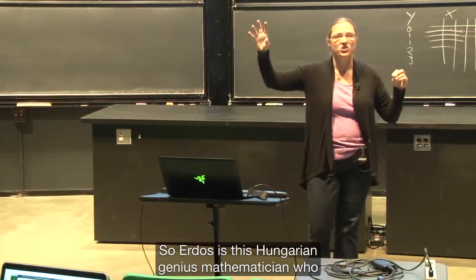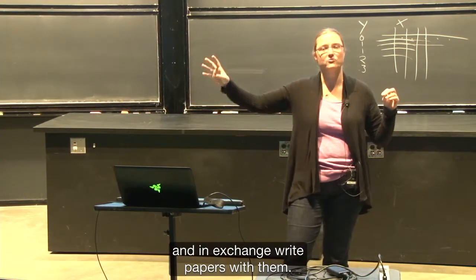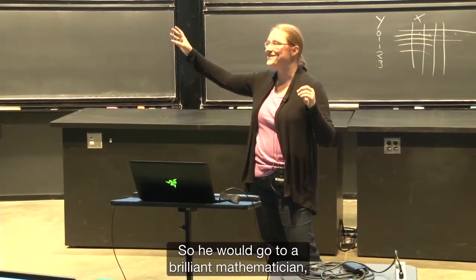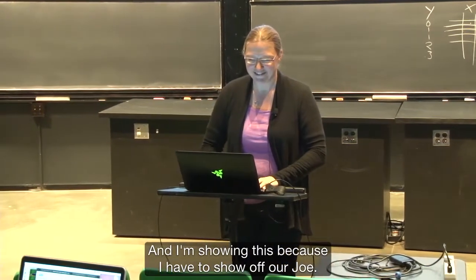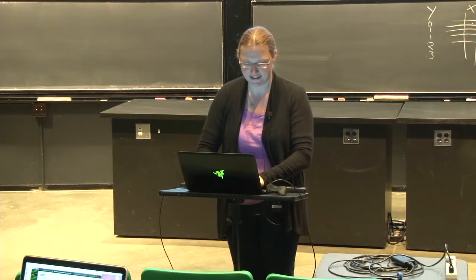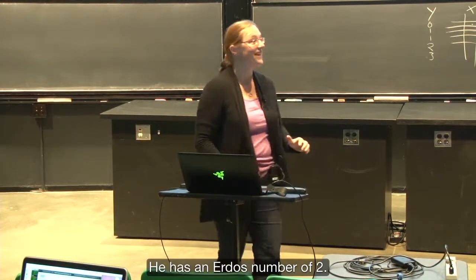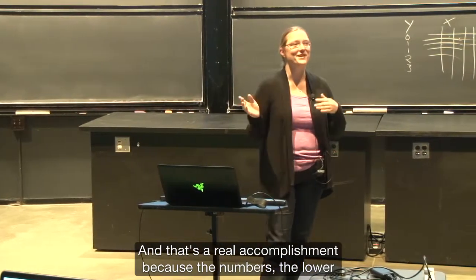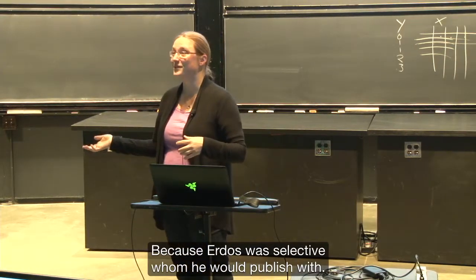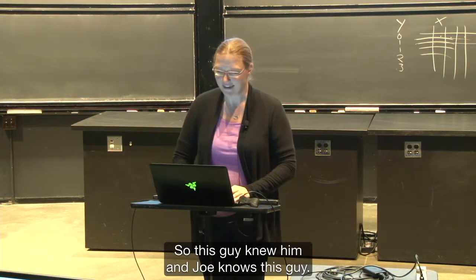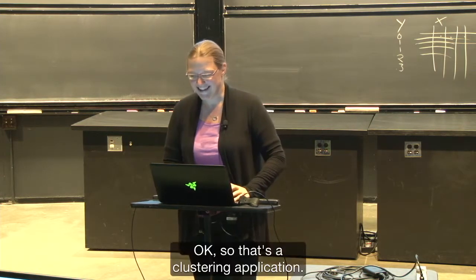So Erdős is this Hungarian genius mathematician who had a very eccentric lifestyle. He would ring at people's doors, crash on their couch, and in exchange write papers with them. So he would go to a brilliant mathematician and say, let's write a paper together, and I live at your place. And then he moved on. And I'm showing this because I have to show off our Joe. So he has an Erdős number of 2. And that's a real accomplishment because the lower the number, the more brilliant the mathematician used to be, because Erdős was selective, right, about whom he would publish with. So this guy knew him, and Joe knows this guy. Okay, so that's a clustering application.